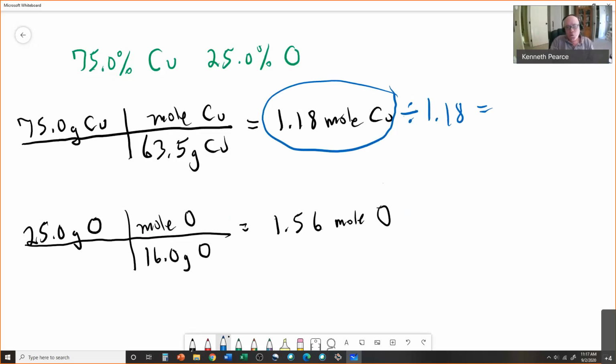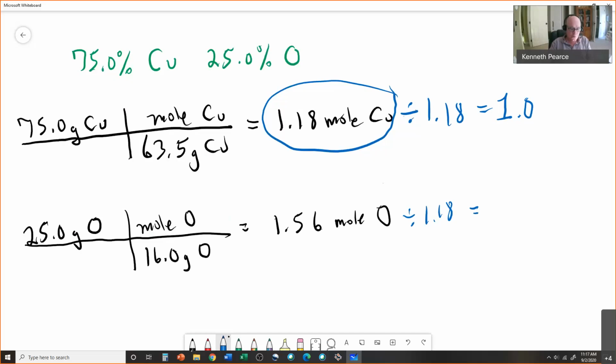And that's obviously equal to 1.0. And we'll divide by 1.18 down here as well. And we put that in our calculator. And so we say 1.56 divided by 1.18.